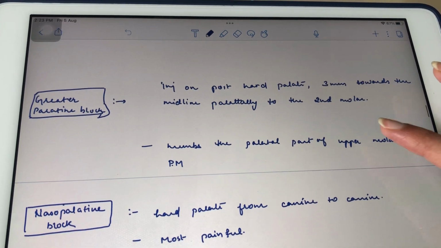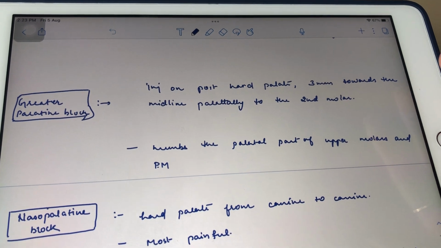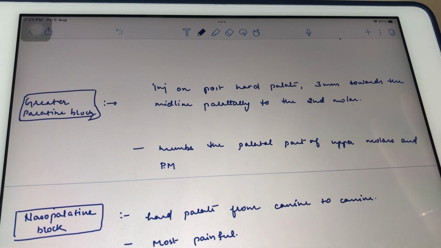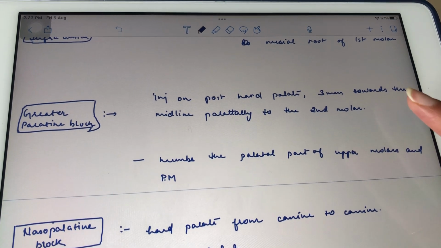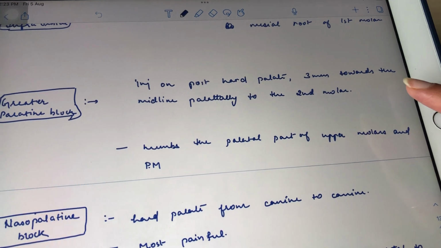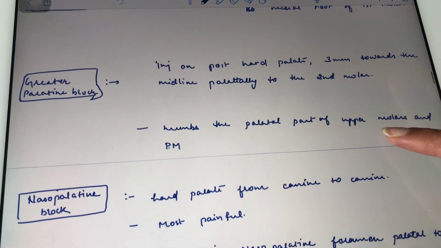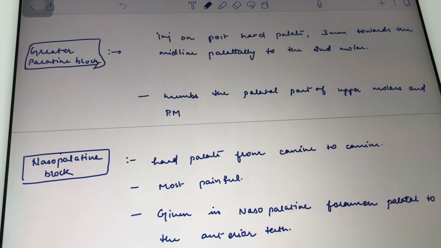So the next one is the greater palatine block. This is given to the palatal side of the maxillary jaw. The injection is on the posterior hard palate, 3 mm towards the midline, palatal to the second molar. It numbs the palatal part of the upper molars and premolars.